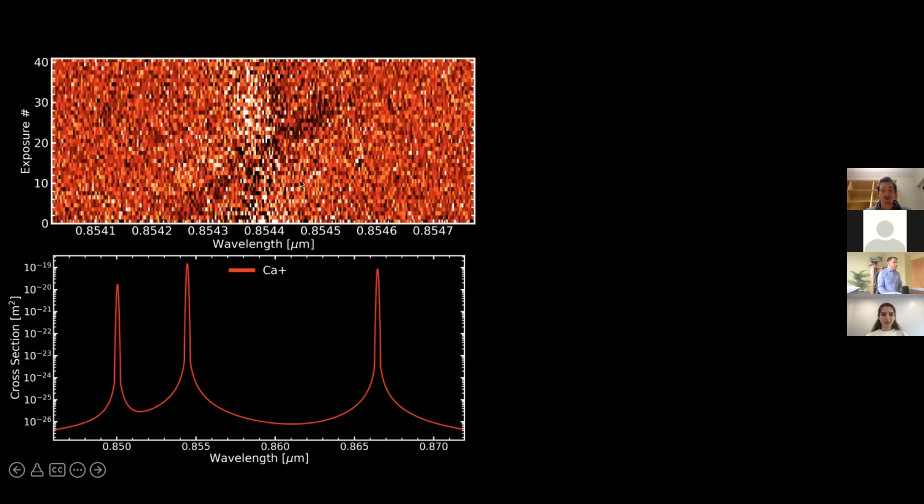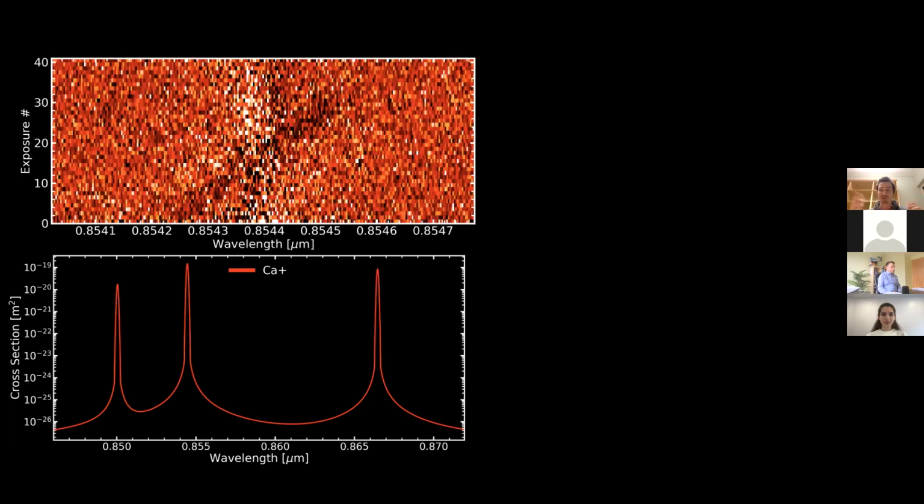This dark streak occurs exactly at 0.854 micrometers. That's a bit random, but if you look, this actually corresponds to a super strong line of calcium plus. So here you have the opacity as a function of wavelength for ionized calcium. And ionized calcium has a very strong line over here that matches exactly where this line is. So you can already see by eye that we find ionized calcium in WASP-76b. But this is not super scientific.